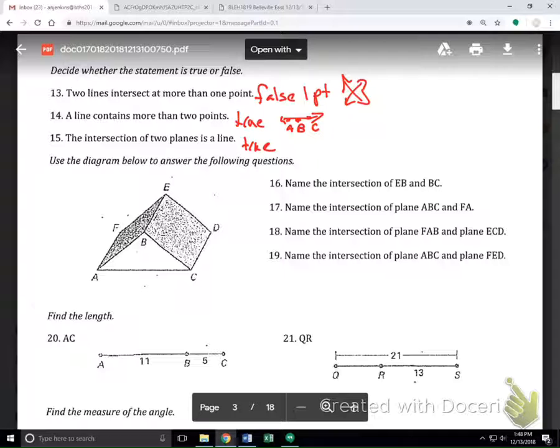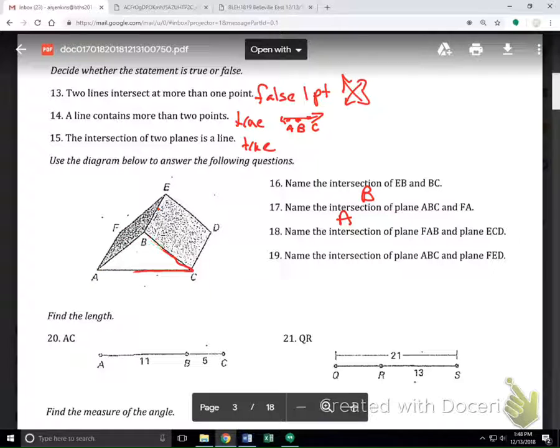So on to our question there, number 16. Name the intersection of EB and BC. It intersects at point B. Yep. Okay. So the next one says name the intersection of plane ABC. So plane ABC is this front triangle, and FA. Where do they intersect? They intersect just at that 1 point A.